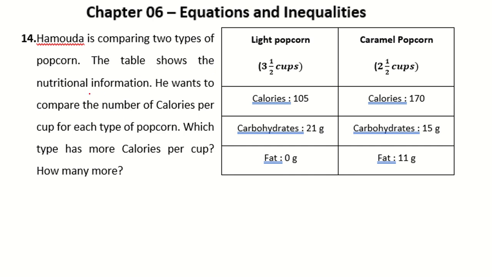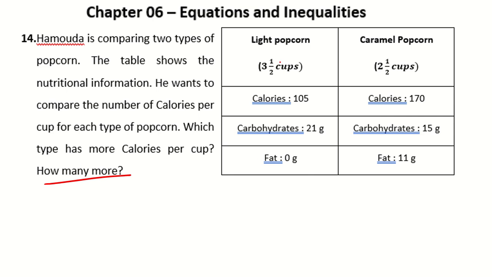Next is Hamouda is comparing two types of popcorn. The table shows the nutritional information. He wants to compare the number of calories per cup for each type of popcorn. Which type has more calories per cup and how many more? How many more means for both he will find and then he will subtract it. Okay. Then let's find it.